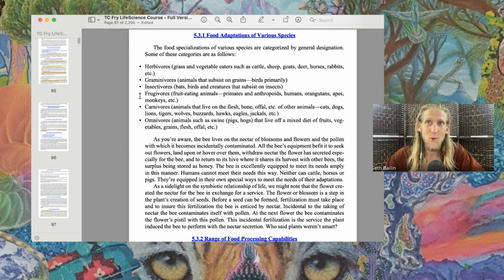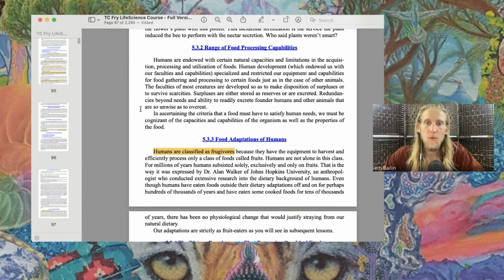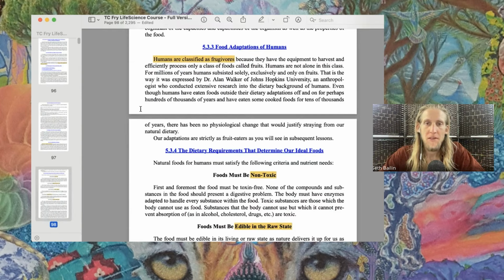Now, there's also a subcategory of carnivore, because true carnivores eat their prey raw and fresh. They kill it too, usually. Then there's a necrivore. Vultures and humans are actually necrivores, those that eat meat, because they're eating an animal that was already killed a long time ago. Then there are omnivores that live off a mixed diet of everything. Now, we'll skip right to the answer to the test here. Humans are classified as frugivores. Why? Because we have the equipment to harvest and efficiently process only this one class of foods.